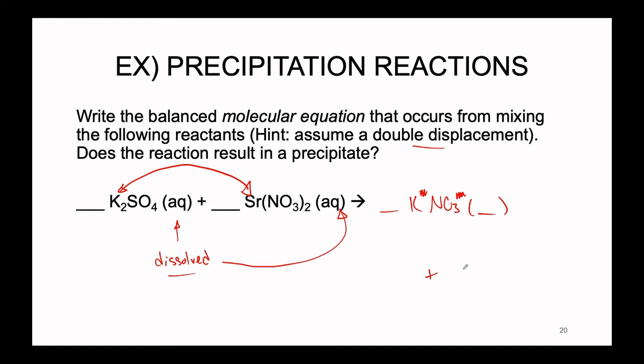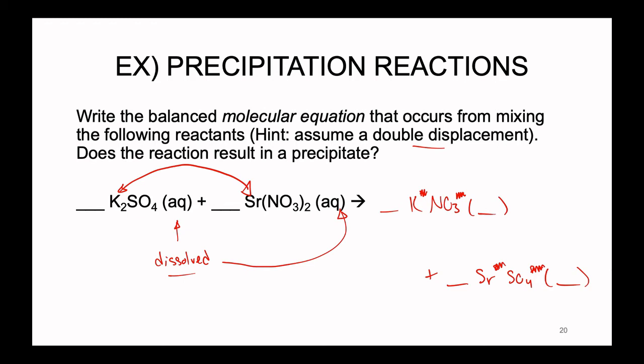The other partnership that results from the swapping of our cations is strontium sulfate. Strontium has a 2+ charge according to its electron configuration, and sulfate, by definition, has a 2- charge. So what this tells us is we only need 1 strontium per every 1 sulfate to create a charge-neutral compound, so there is no need for any additional subscripts here either. Parenthesis, phase, parenthesis.